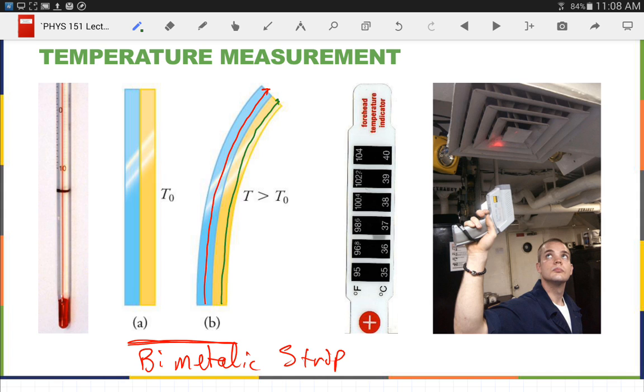If they were in a perfect circle, the circumference is 2 pi r. And so the bigger r is, the bigger the circumference. And so it curls up in a circle to maintain them being bound together but having the one that's longer on the outside. And the bigger the difference in length, the tighter the circle has to become.